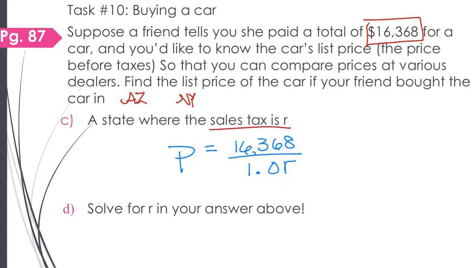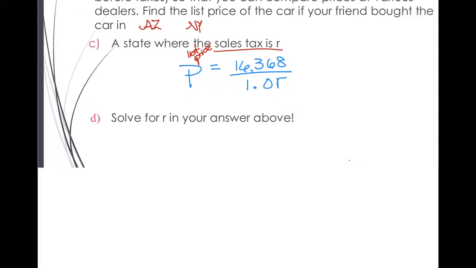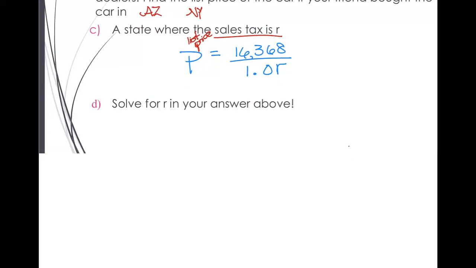Anyway, P is the list price. R is the amount of the sales tax. So letter D says we need to solve for R. How the heck can I solve for R? What can I do to possibly begin solving for R?